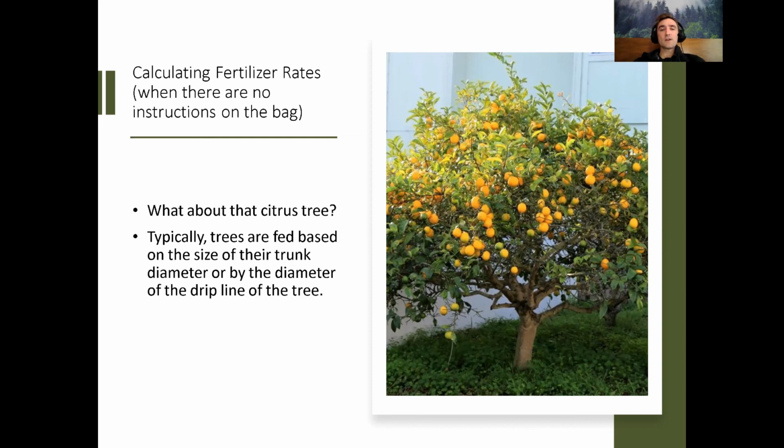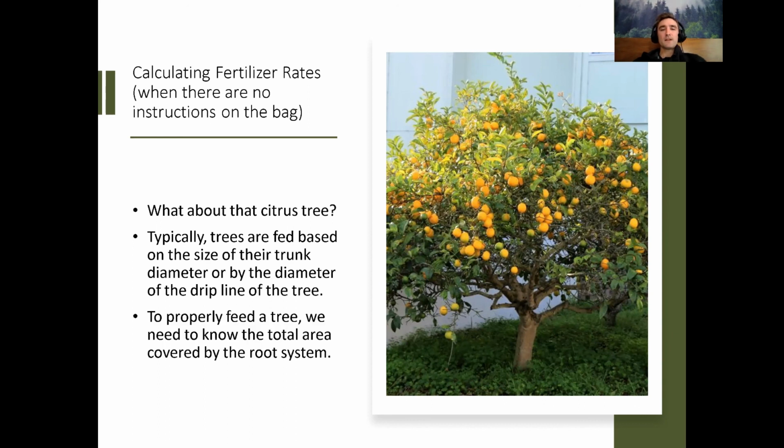Typically, trees are fed based on the size of their trunk diameter or by the diameter of the drip line of the tree. Now, the drip line is everywhere that the branches above the ground extend. So if your branch goes out 5 feet in all directions, you have a 10-foot diameter drip line of the tree. Think about it. If it was raining, where is it going to drip off of the tree? And we call that area the drip line.